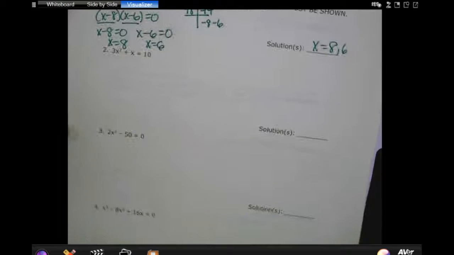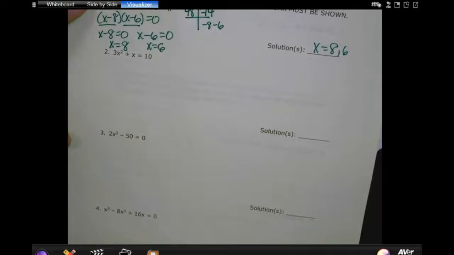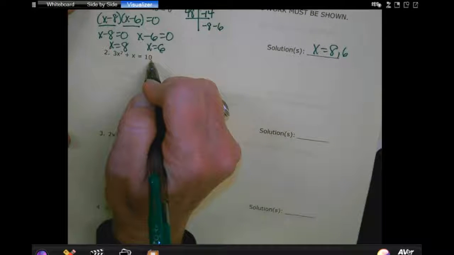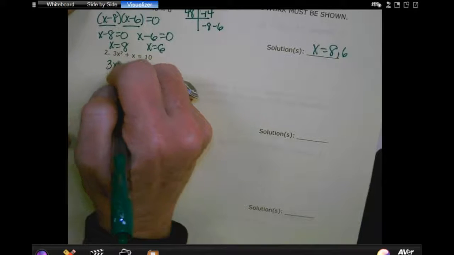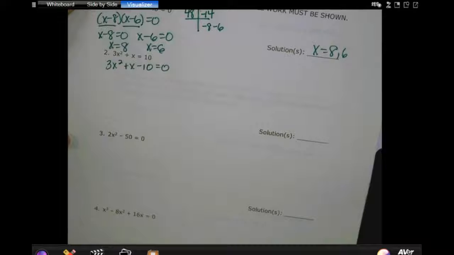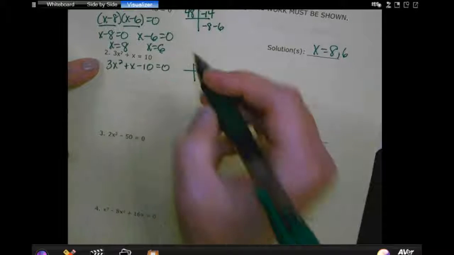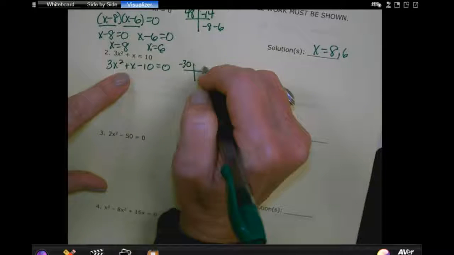So number 2, what's the difference between 1 and 2? Is it equal to 0? No. So you have to move the 10. So I'm going to have 3x squared plus x minus 10. And if you don't move the 10, you end up getting it wrong. So my A times C now is 3 times negative 10, which is negative 30, and my B is 1.